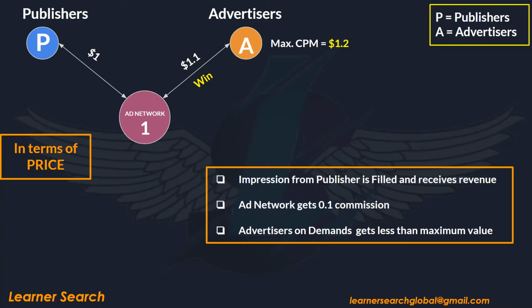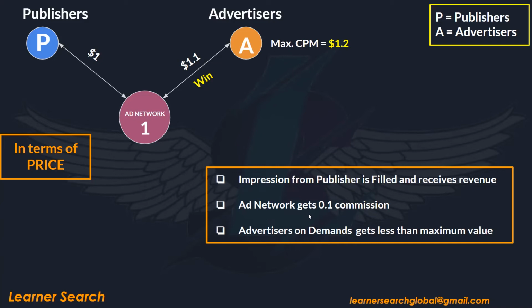Then advertisers on demand get less than the maximum value. Actually, the advertiser was ready to pay $1.2, but he got it for $1.1 only. So he's saving some amount of money. That's a good thing. Good observation.